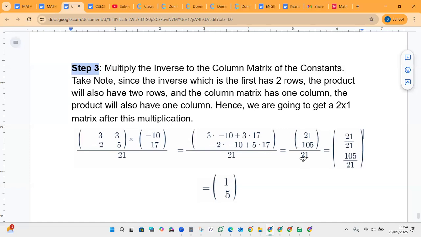And finally, we divide by 21. You divide each element in the product by 21. That's how you divide a matrix by a scalar quantity. You divide each entry by that very same number. So 21 divided by 21 is 1, and 105 divided by 21 is 5. So here we have the product of the inverse multiplied by the column matrix of the constants.